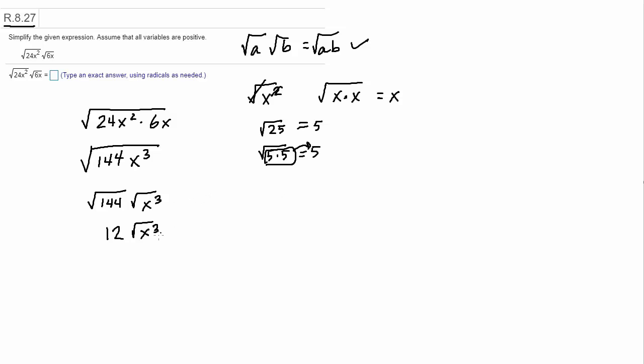And so in this case, I have square root of x to the third. Maybe one way to write that is the square root of x times x times x. That's 3 x's. And so we have 2 x's right here. So those two can come outside and we have 12x. And then there's that 1x left behind. And so our final answer here is actually 12x square root of x.